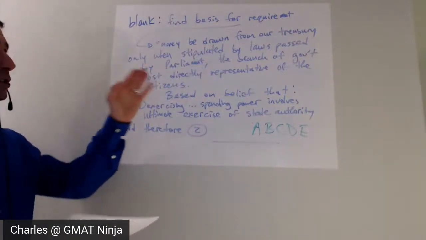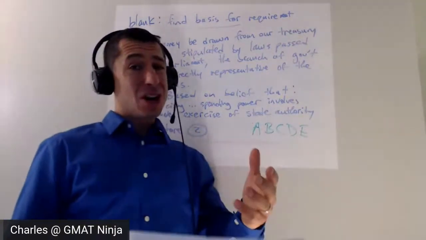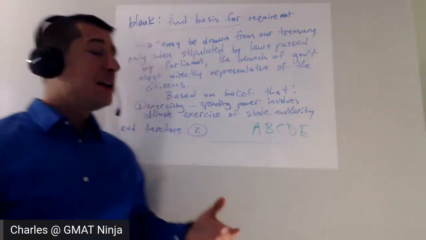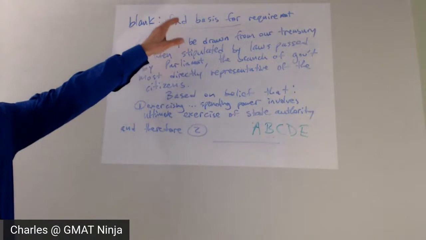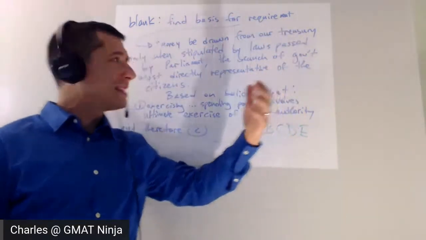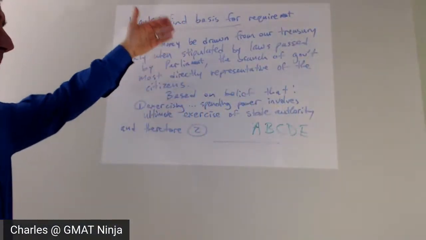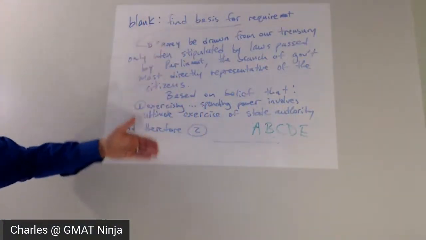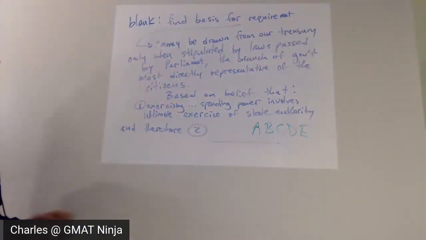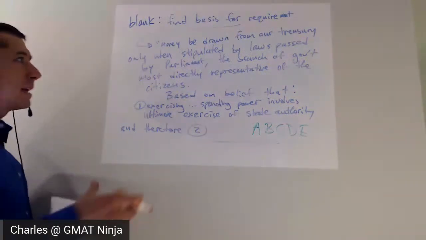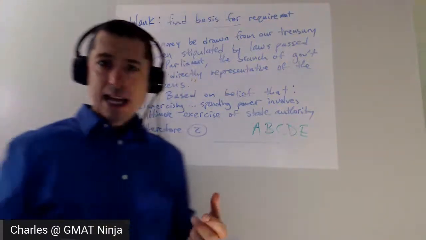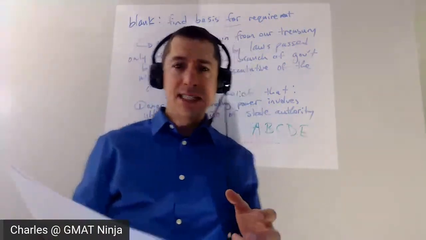What's the blank actually doing? Well, if you like your jargon, you could say it's kind of an intermediate conclusion, I suppose. I'm not sure what good that does us either. But let's think like normal humans. That blank is going to be something that helps us find a basis for that requirement. Well, what's that requirement? The requirement is based on two things. Before we get any further, what's the requirement? The requirement is that money be drawn from our treasury only when stipulated by laws passed by Parliament, the branch of government most directly representative of the citizens. Okay, so that's the requirement they're talking about in that final sentence.